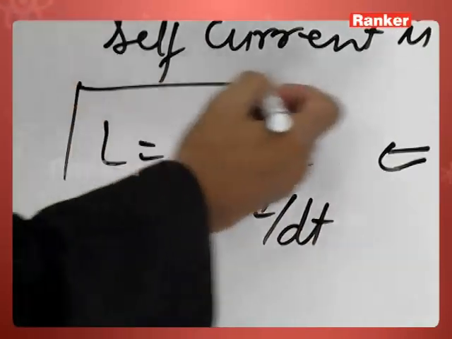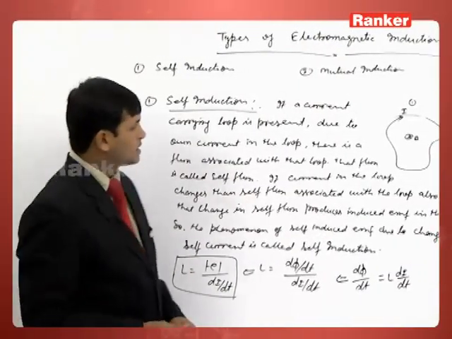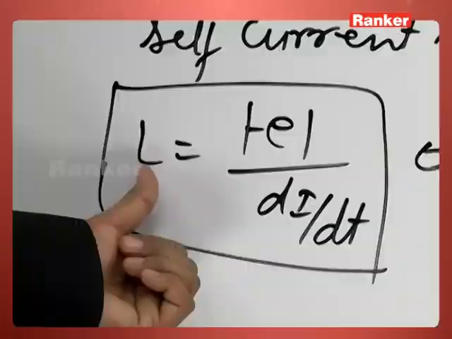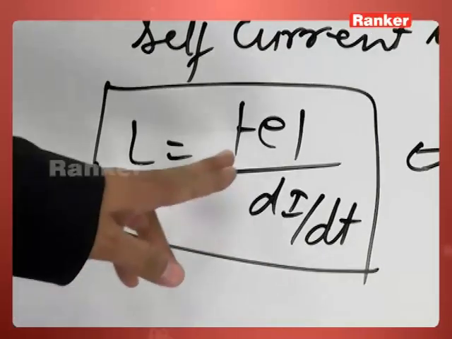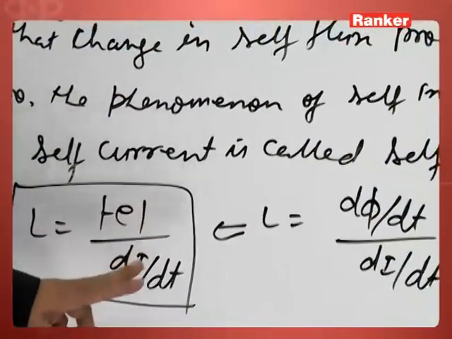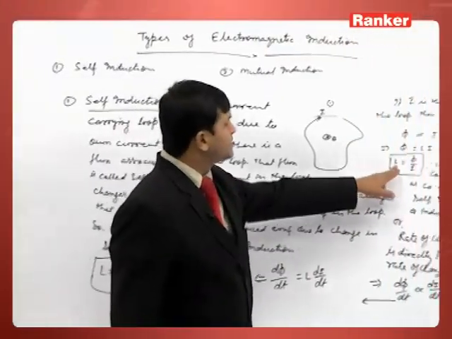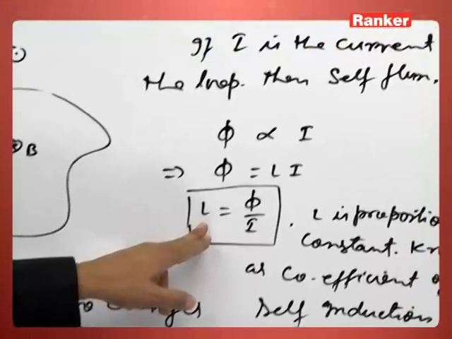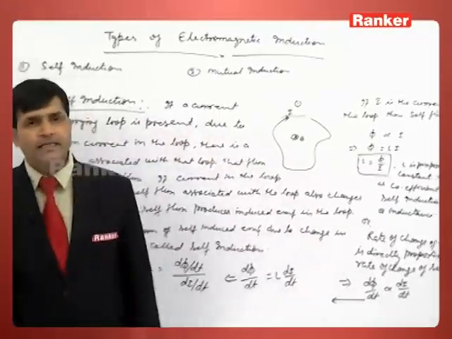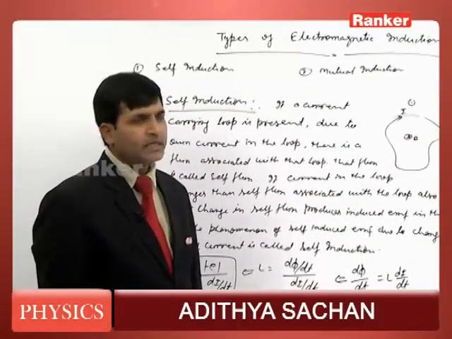So where minus of E means that E is nothing, it is your self-induced EMF. So we can define the L value either as induced EMF or self EMF in the loop by rate of change of current, or we can define L or self inductance as the ratio of phi by I. So by calculation we can get the value of L by this method.